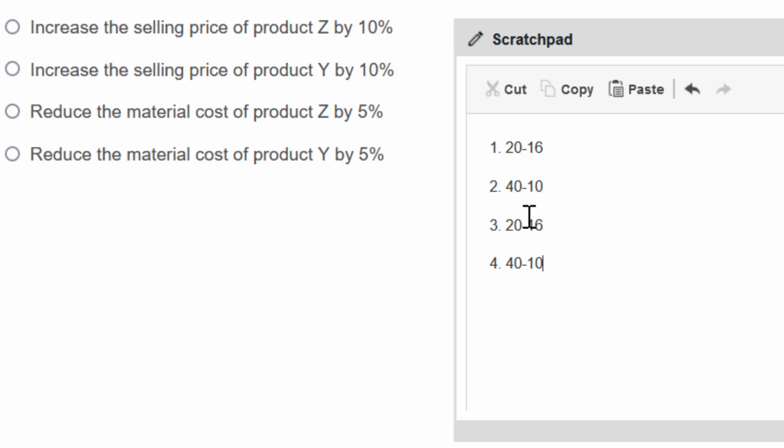So if we increase the selling price of Z by 10%, that's going to go to 22. If we increase the selling price of Y by 10%, that's going to go to 44. If we reduce the material cost of Z by 5%, let me do that with my calculator. That's going to be 16 multiplied by 0.95. That's going to be 15.2.